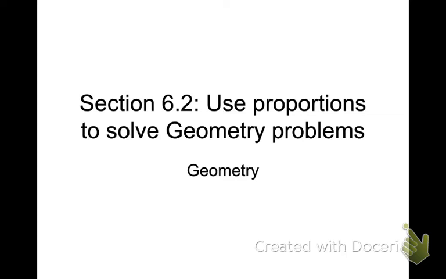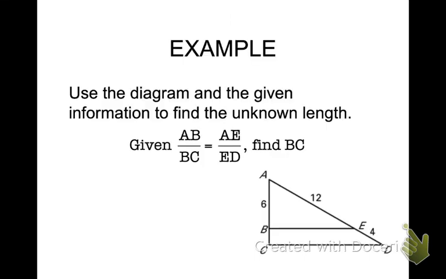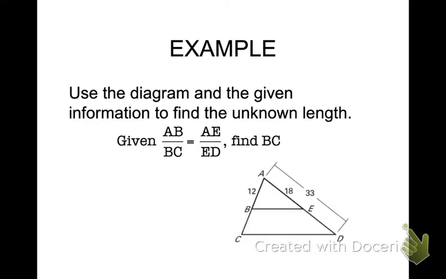Section 6.2. We skipped section 6.1 because that was just all that practice with the ratios, which is all the stuff that you guys did online. So 6.2 gets us into using proportions to solve geometry problems. If we look at proportions within a triangle, here we are given a triangle.